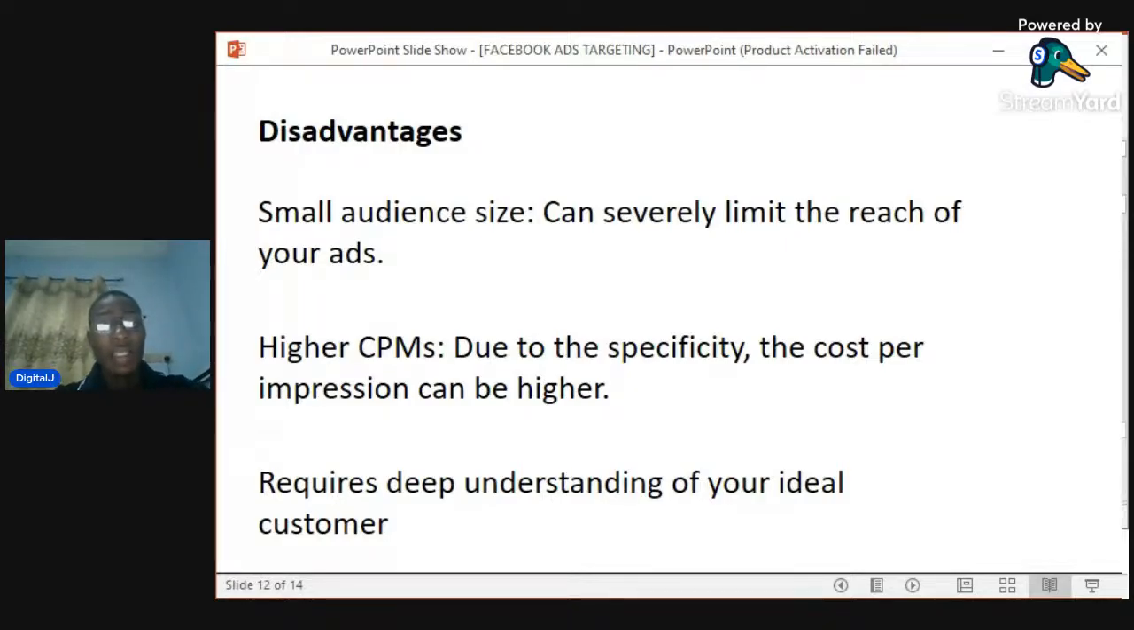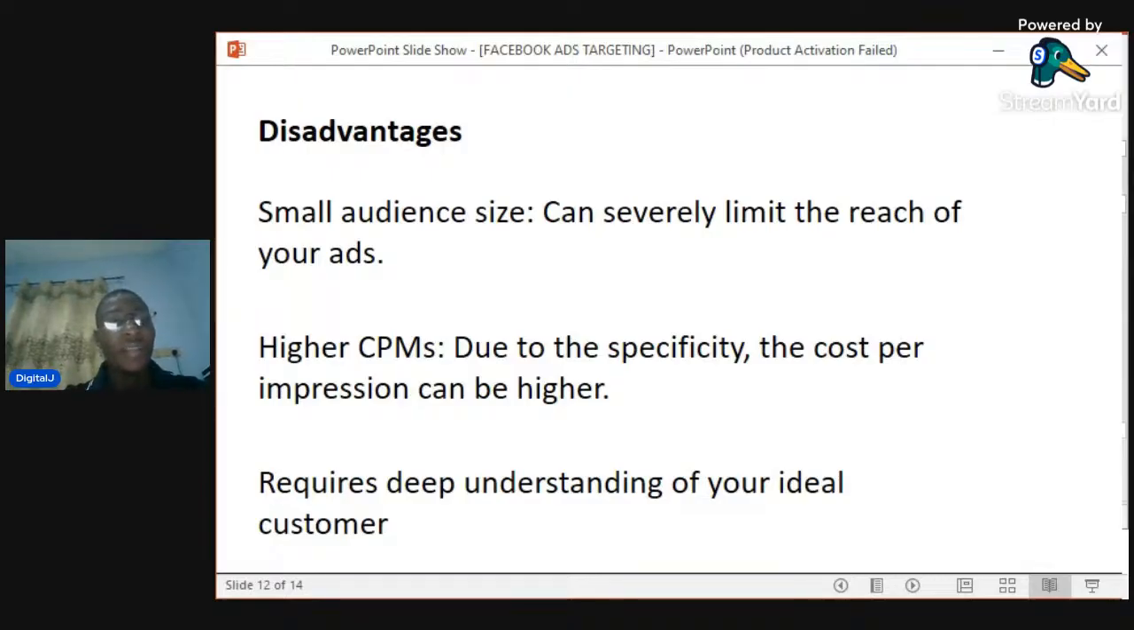So, higher CPMs, higher cost per 1,000 impressions. Due to the specificity, the cost per impression can be higher. It is not can, it will be higher, because you are being specific of the kind of persons you want to see your ads. Understand? The cost per impression is going to be higher, which will directly affect your cost per result or your cost per message. Understand?